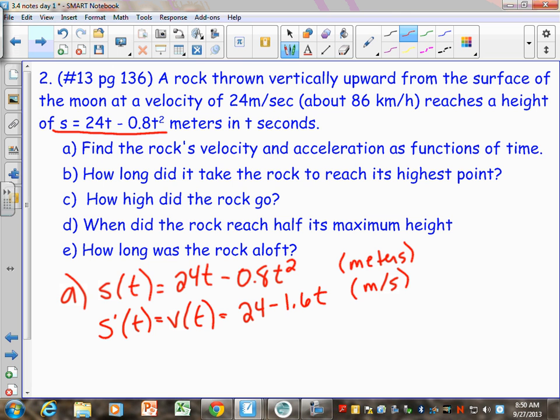And then if we did the acceleration function, that would be the derivative of the velocity function. And what was the derivative of that? Just negative 1.6. And now, if you were doing the units on this, you would have velocity over time. So you'd have meters per second over seconds, right? So that would be the same as meters per second squared. And that's why acceleration is always in meters per second squared or feet per second squared. And again, we'll come back to the unit stuff later, but I just like to show it to you.